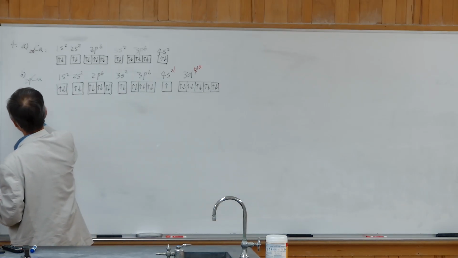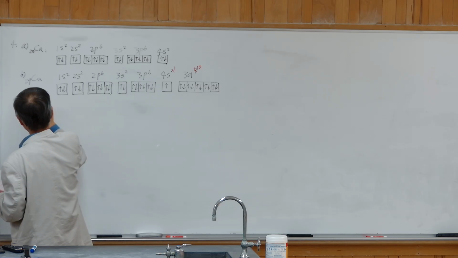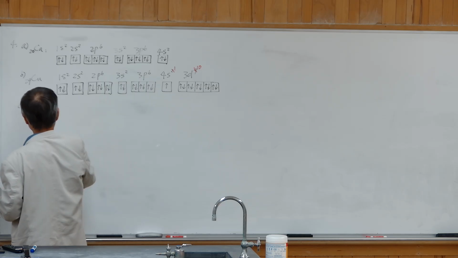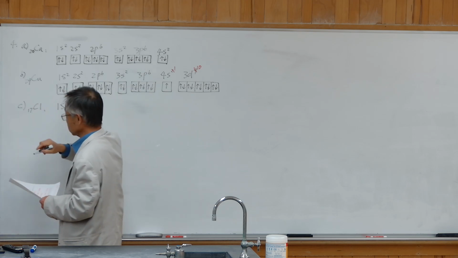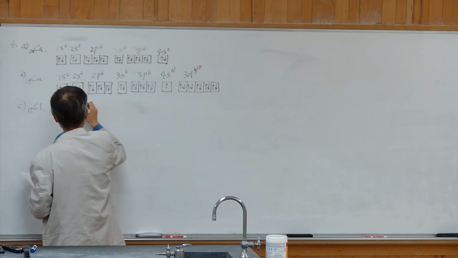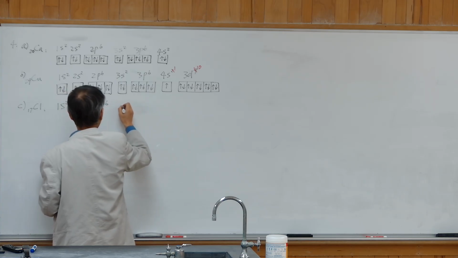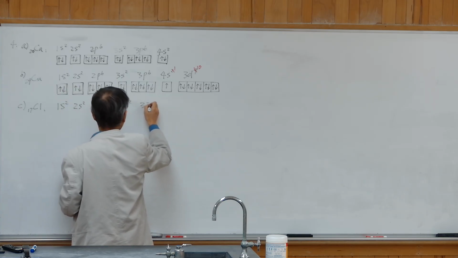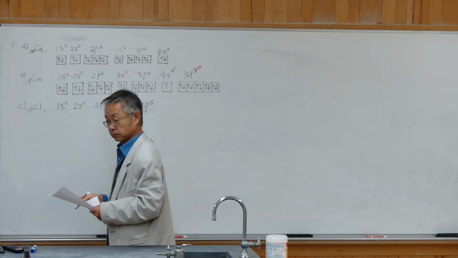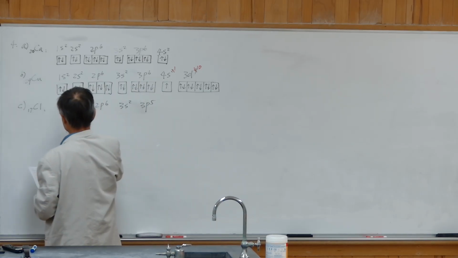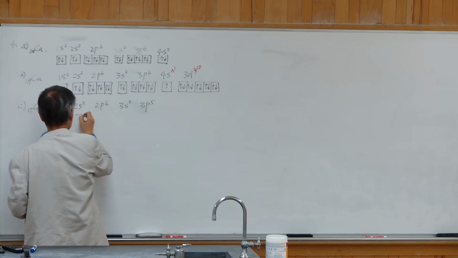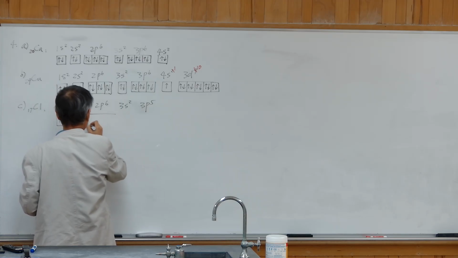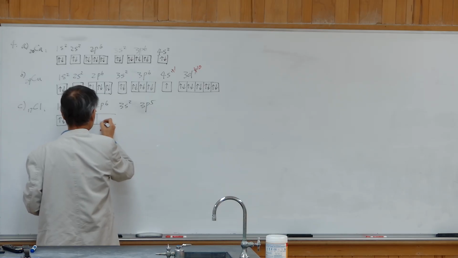Okay. C. Chlorine, 17 electrons. So we can write the electron configuration according to this energy chart. 1s2, then 2s2, then 2p6, then 3s2, 3p, only 5 left. Okay. Then 1s is 1 orbital, 2 electrons. 2s also 1 orbital, 2 electrons. 2p, 3 orbitals.